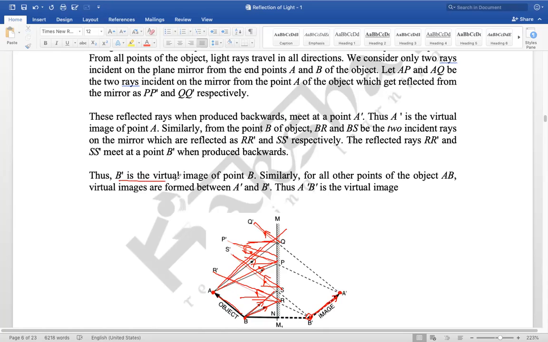So thus B dash is the virtual image of point B. Similarly, for all other points of the object AB, virtual image are formed between A dash and B dash. Thus A dash B dash is the virtual image of AB.